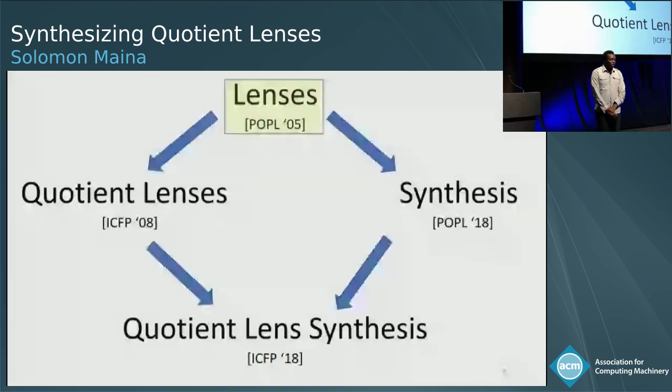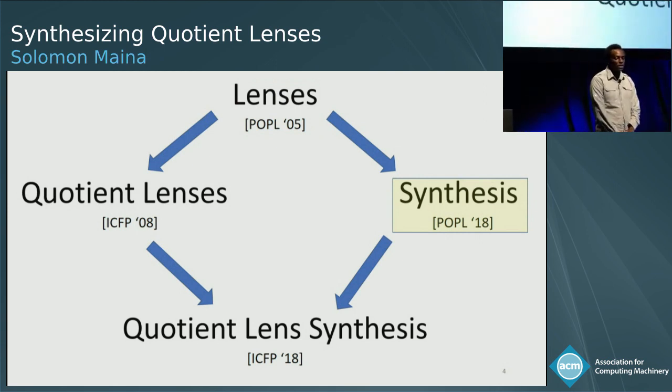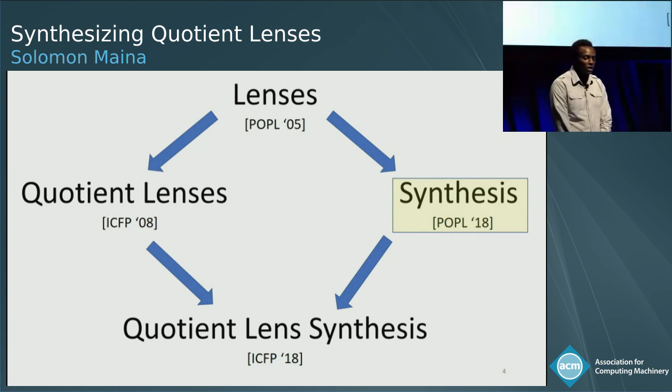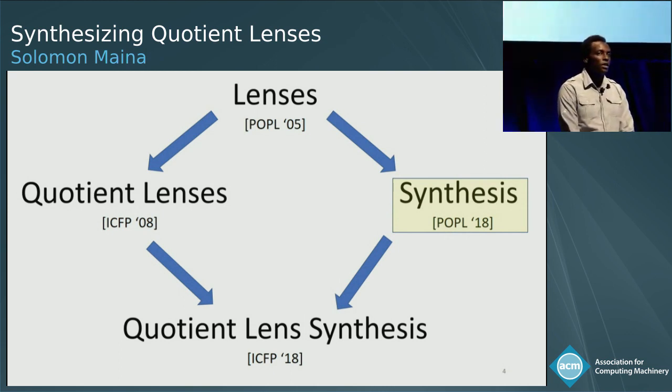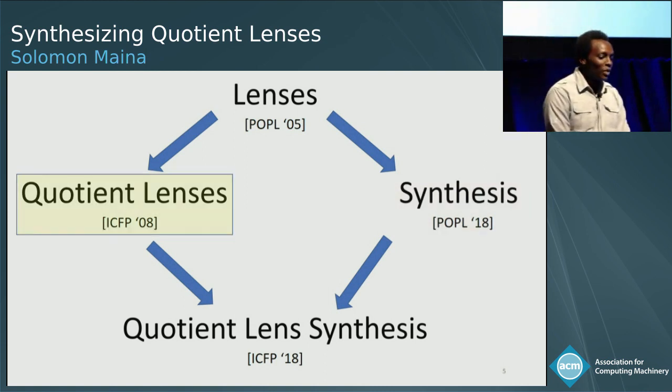As of now, usually lenses are defined using combinators in domain-specific languages. And as some of you can attest, programming using combinators can be a challenging task. So this year in POPL, we presented a synthesis tool for synthesizing bijections, or I should say a specific class of bijections between regular languages. And this was great.